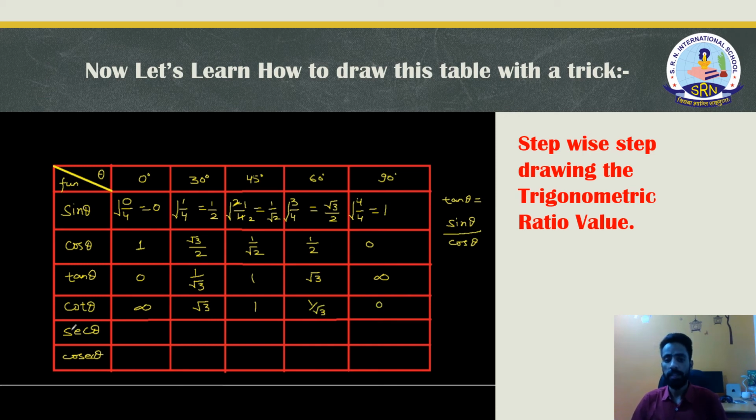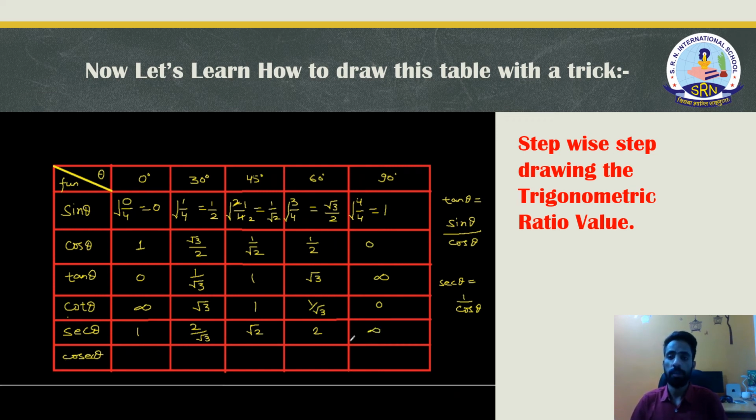The next function is sec theta, which is reciprocal of cos theta. So we can write that sec theta is equal to 1 upon cos theta. Let's use this identity and find the value of sec from the values of cos. So reciprocal of 1 is 1, reciprocal of root 3 by 2 is 2 by root 3, and the reciprocal of 1 by root 2 is root 2. Reciprocal of 1 by 2 is 2, and the reciprocal of 0 is 1 by 0, which is equal to infinity.